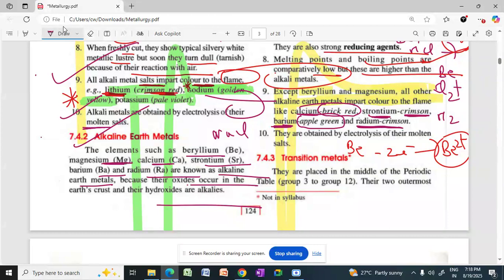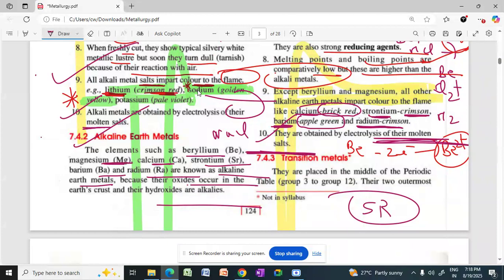For strontium, you can remember it by Sr, Saraswati. S for strontium, R for radium, these both give crimson color to the flame. If they ask which of the following alkaline earth metals do not impart color to the flame, my answer will be beryllium and magnesium. Now, one similarity between the alkali and alkaline earth metals is that they are obtained by electrolysis of their molten salts. This is the similarity between the two.